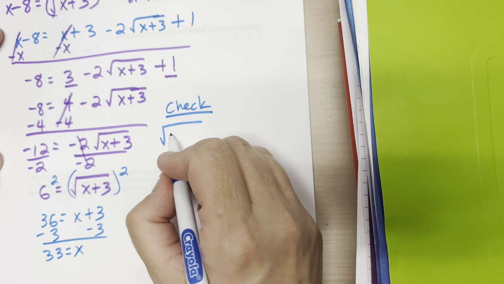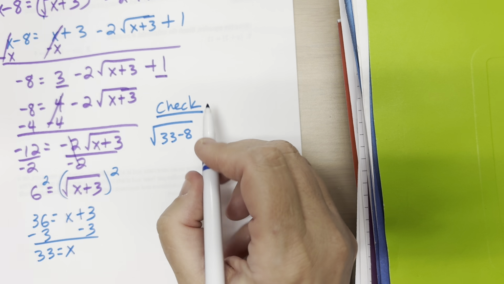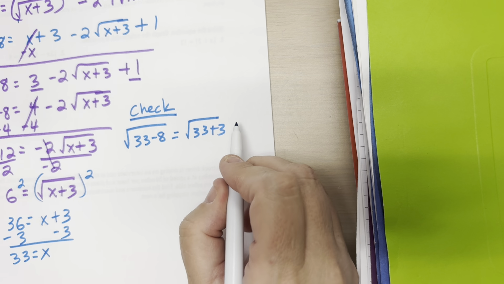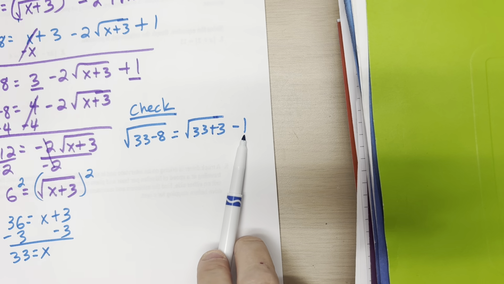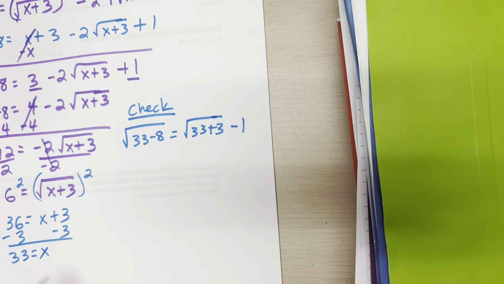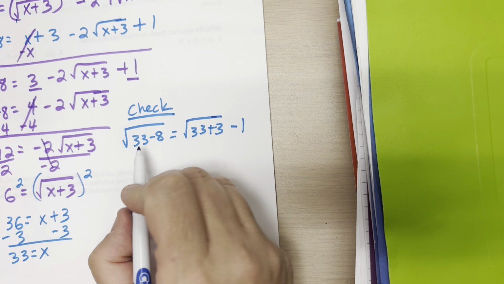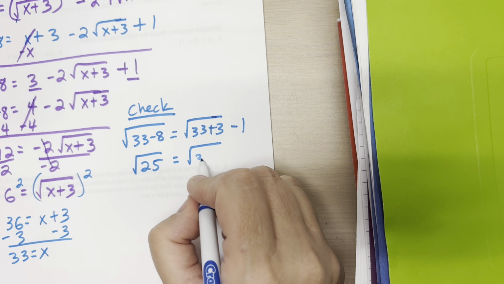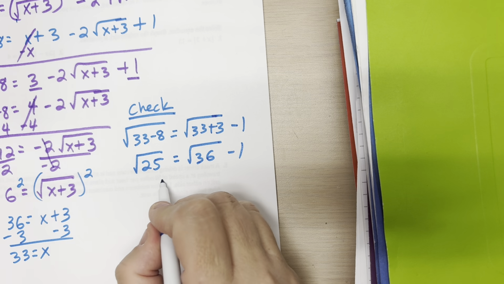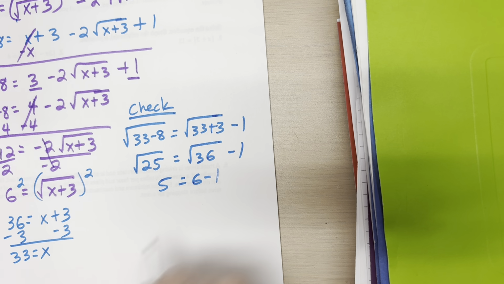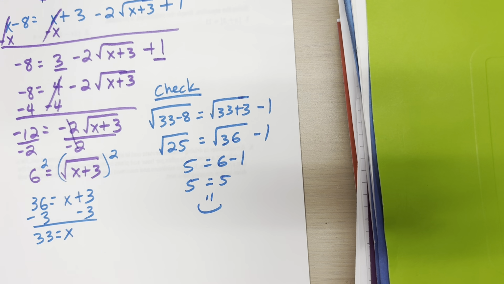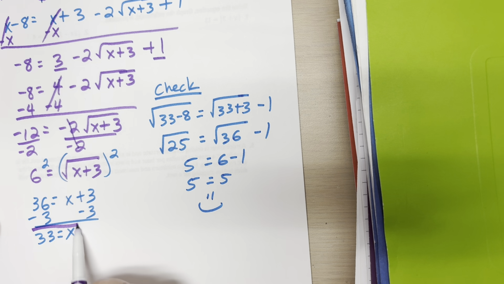I have the square root of 33 minus 8. That's going to be equal to the square root of 33 plus 3 minus 1. Don't forget that negative 1's outside the radical. Okay, so this is the square root of 25. It's equal to the square root of 36 minus 1. 5 equals 6 minus 1. That is true. Hooray! So our solution, x equals 33, is valid and correct.